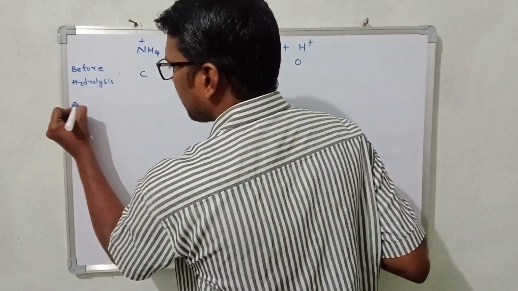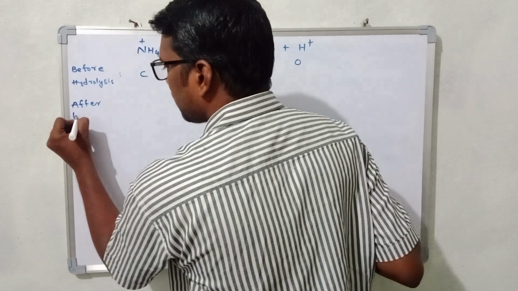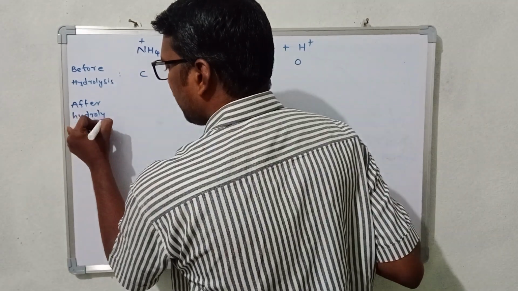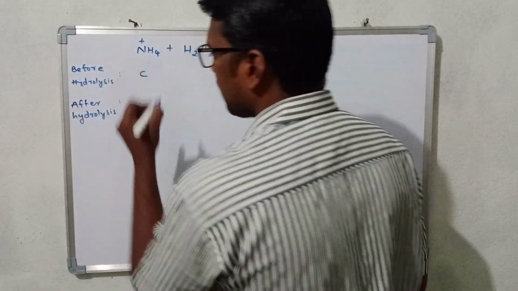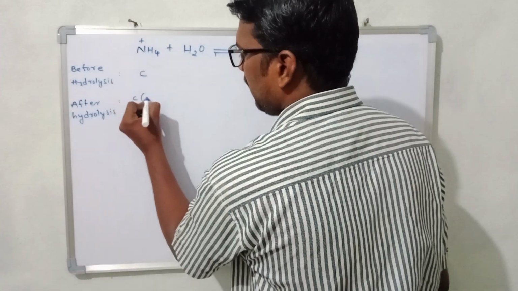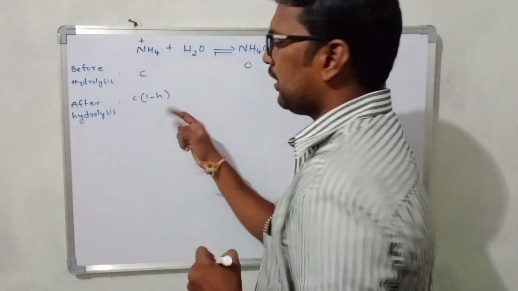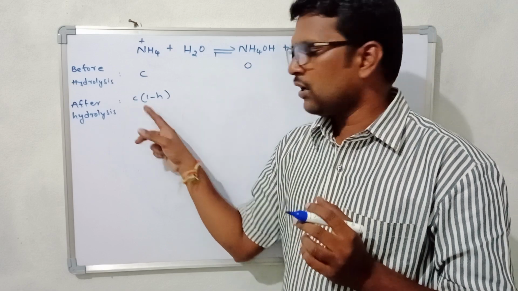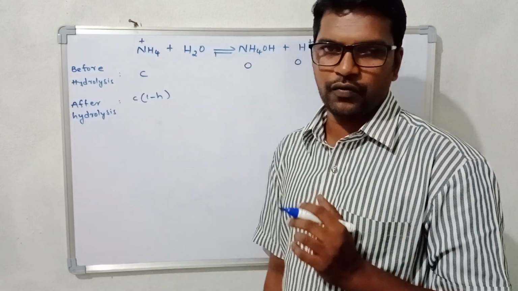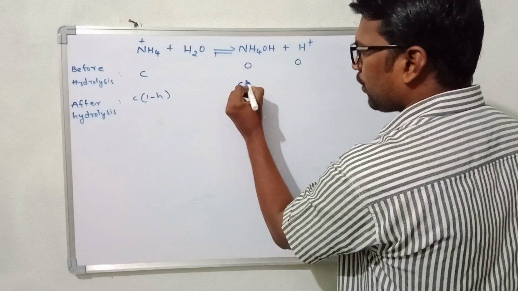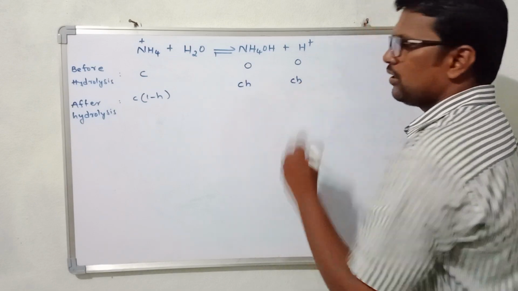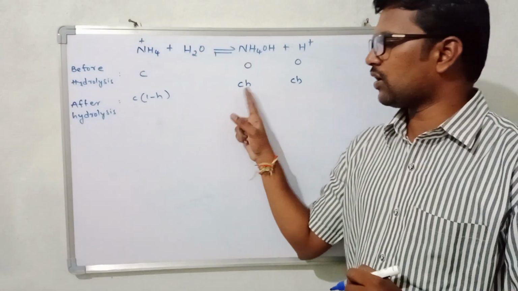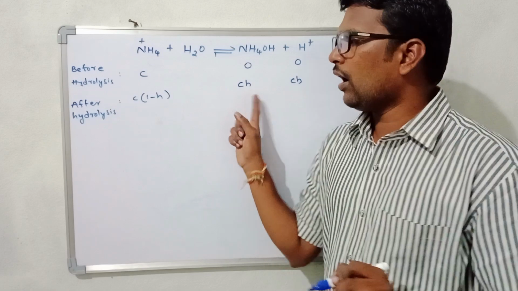And after hydrolysis, whenever that hydrolysis process takes place, in the place of reactant it is present like this: C(1 minus h). Here h indicates degree of hydrolysis. So we write C(1 minus h), or we can also write C minus Ch. At the place of products, it is present Ch, Ch. Here C is concentration and h indicates degree of hydrolysis.